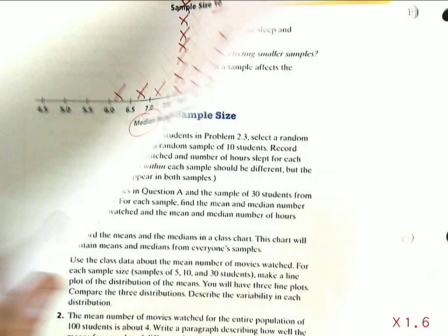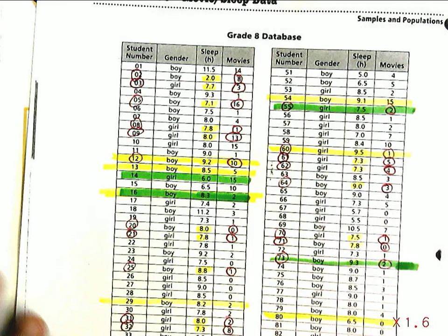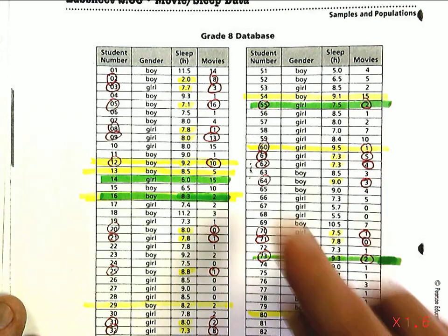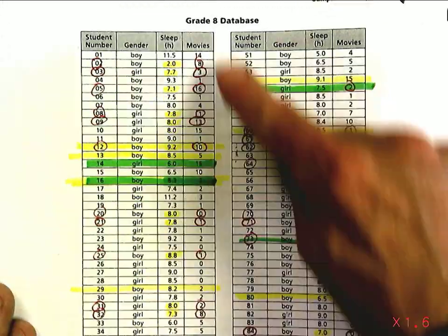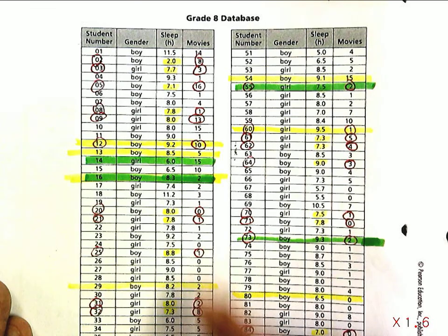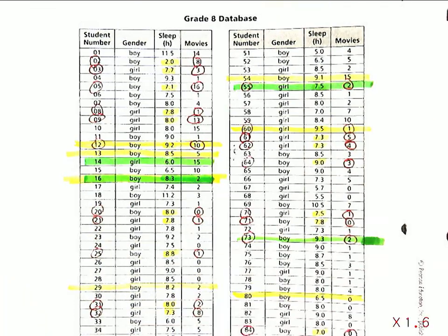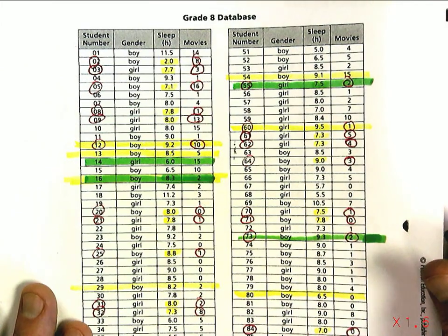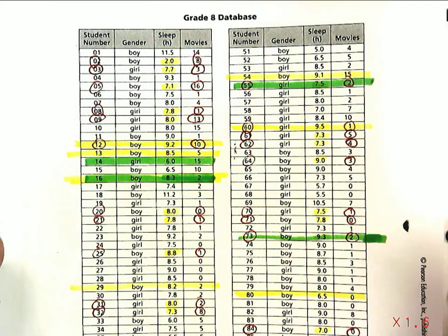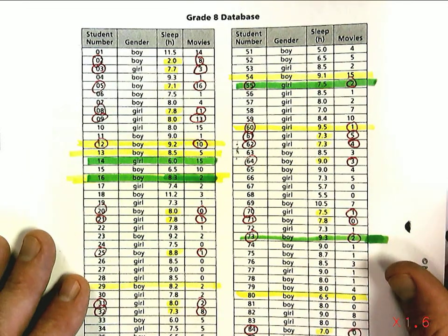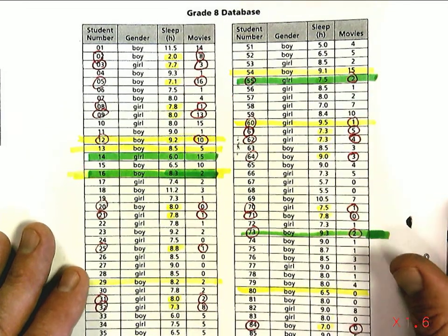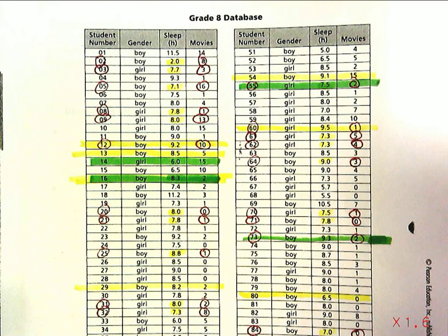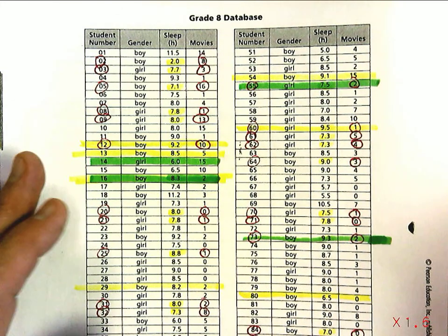Obviously, the most accurate way to do this would be to take all 100 and find the mean and median, and you would have the exact answer. But now what we're talking about is that when you're talking about a sample size, if you had 1,000 people, how many of those 1,000 people would you actually have to survey in order to be able to predict for the entire population? If you had 10,000 people, how many would you need to survey?